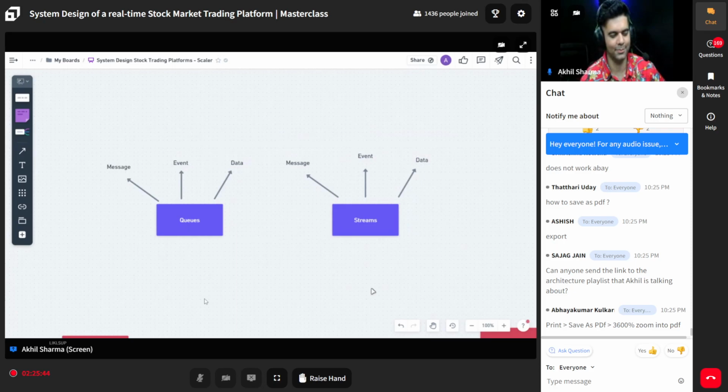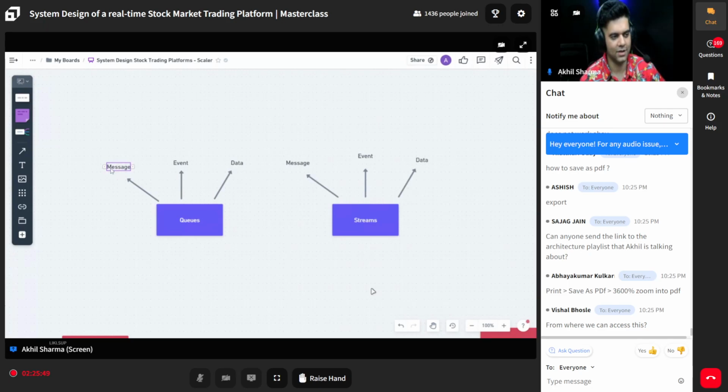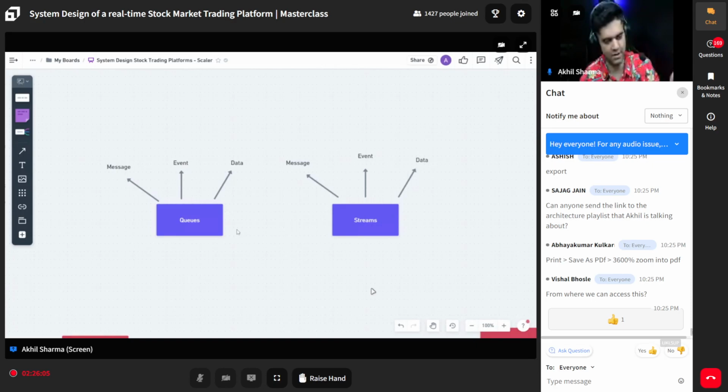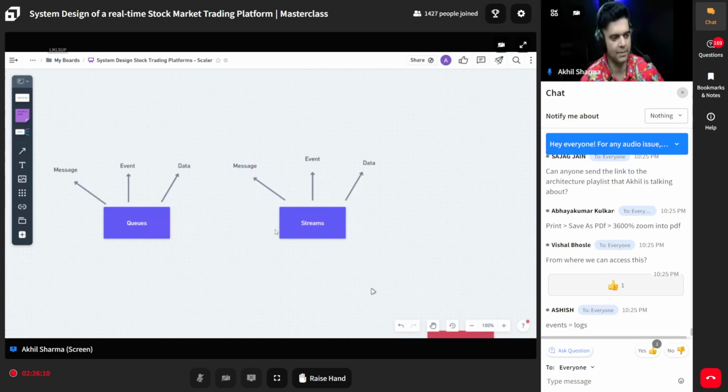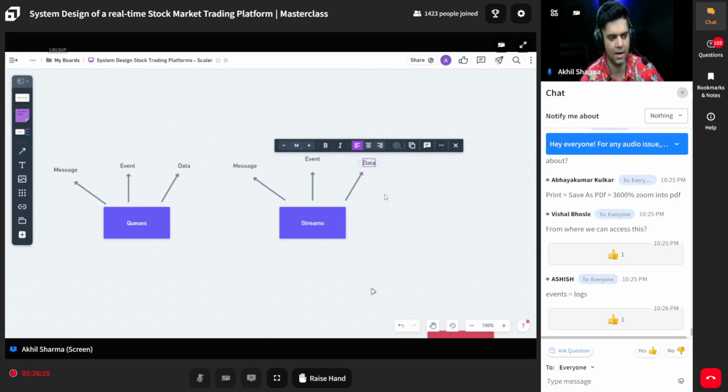So when you create a queue, you can use it to transfer messages, like chat messages. But some people also call events messages, but they're actually events. Events basically mean, this is a buy order, this guy has bought this, this guy has sold this. And you can use queues to store any kind of data also. With streams, you have message streaming, event streaming, and data streaming. Data streaming is like Spark, event streaming is like Apache Kafka.